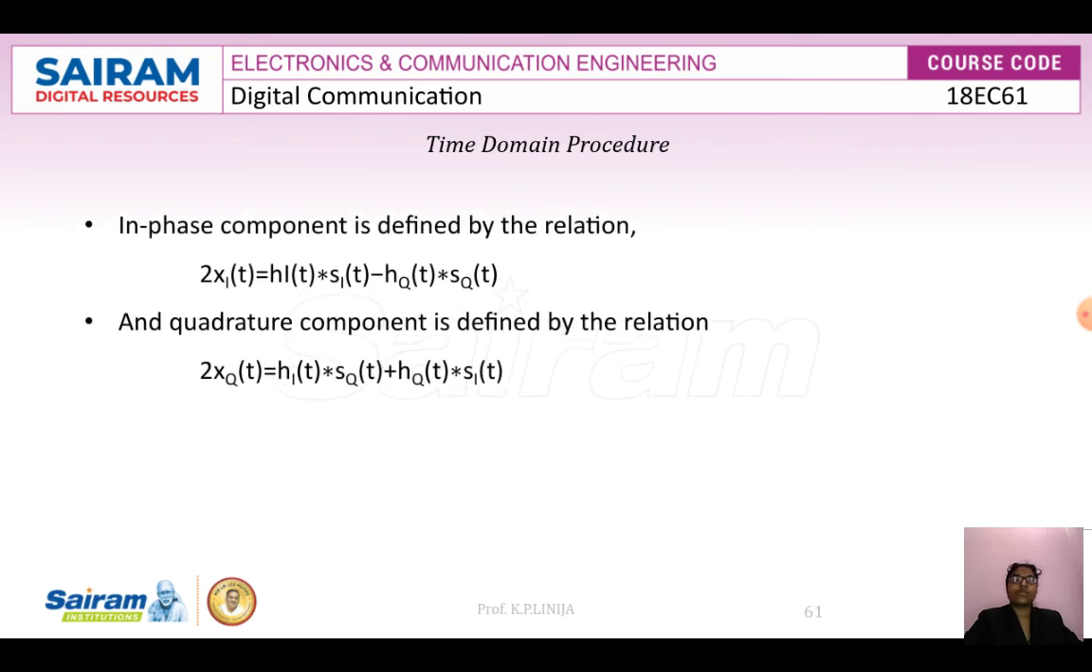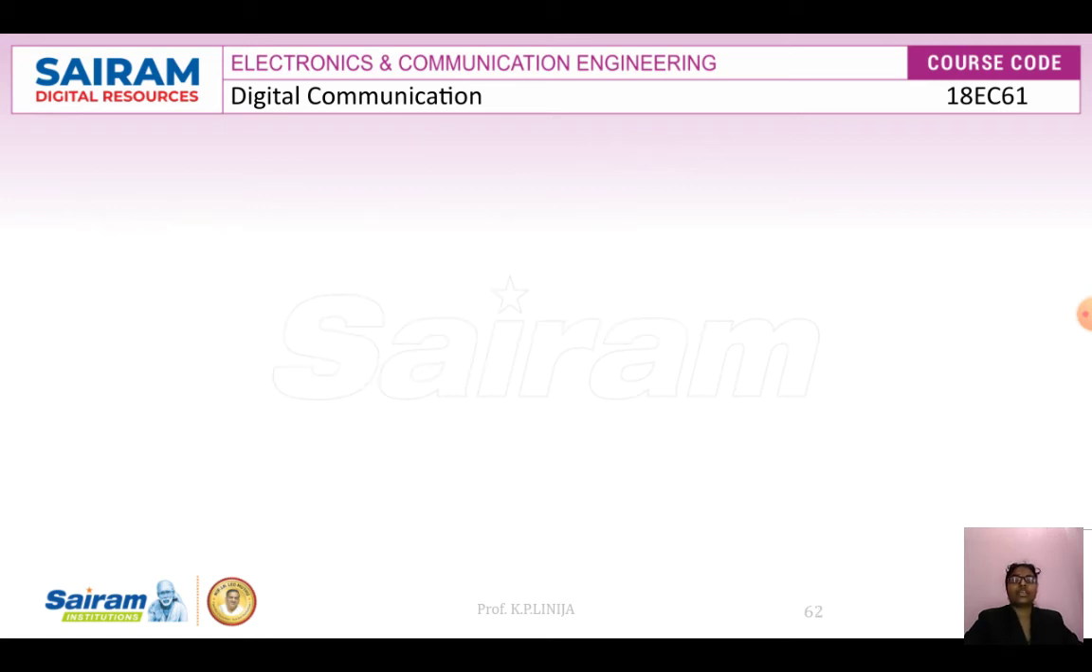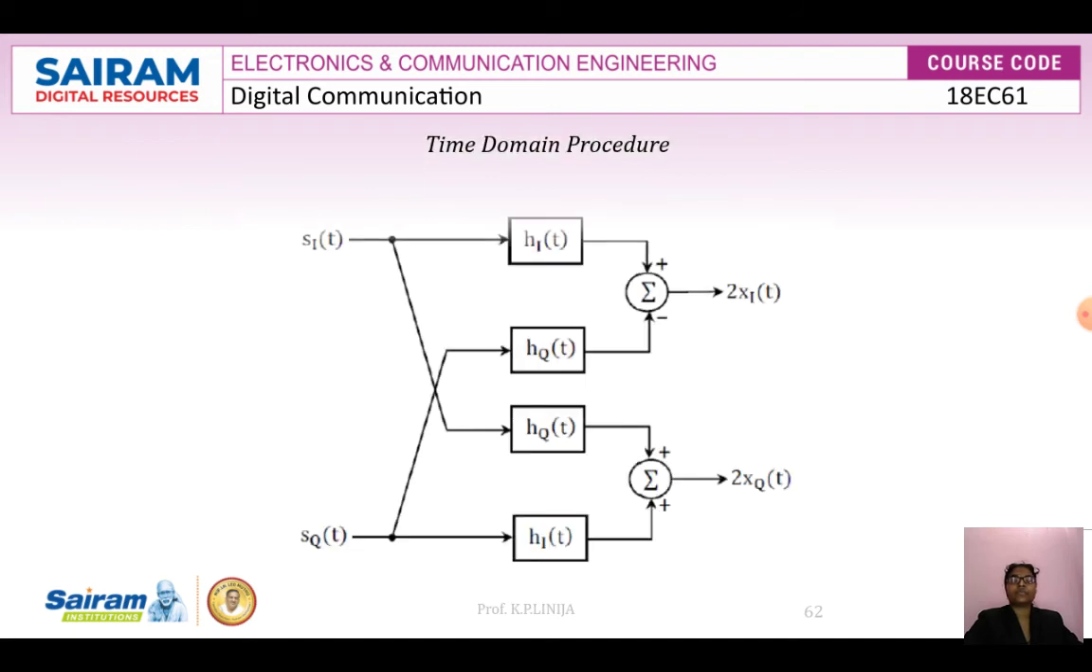the in-phase component, which is defined by the relation 2xi of t is equal to hi of t convolution si of t minus hq of t convolution sq of t. And also the quadrature component is defined by the relation 2 into xq of t is equal to hi of t convolution sq of t plus hq of t convolution si of t.